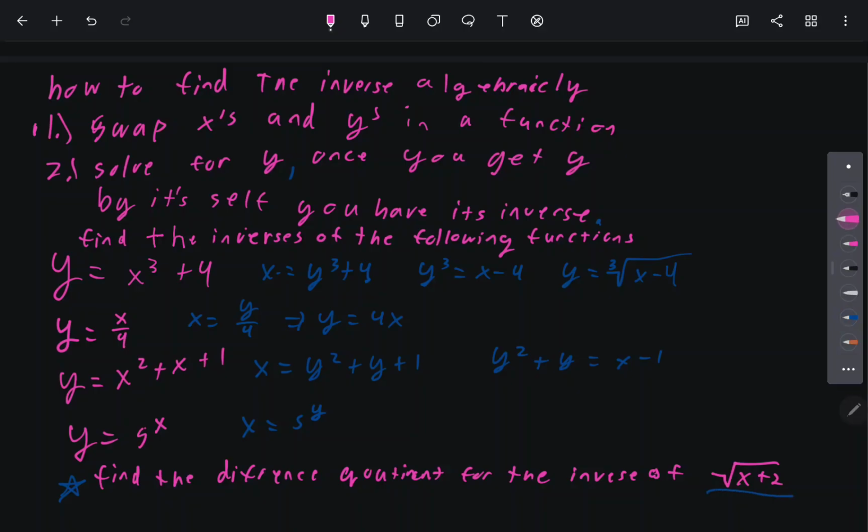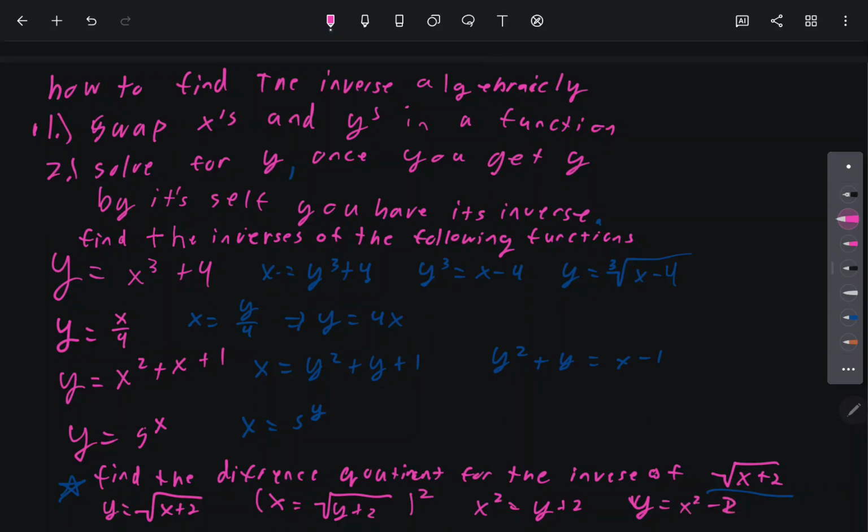So, to start out, we need to find the inverse. So y is equal to the square root of x plus 2. Swapping, I want to say x is equal to the square root of y plus 2. So we can square both sides, and we get x squared is equal to y plus 2. So y is equal to x squared minus 2.